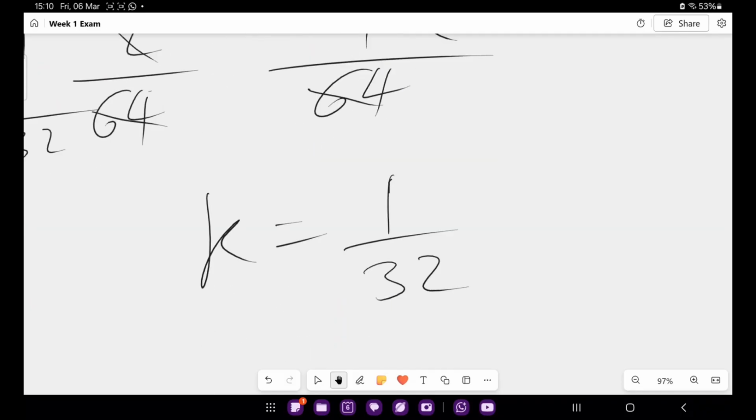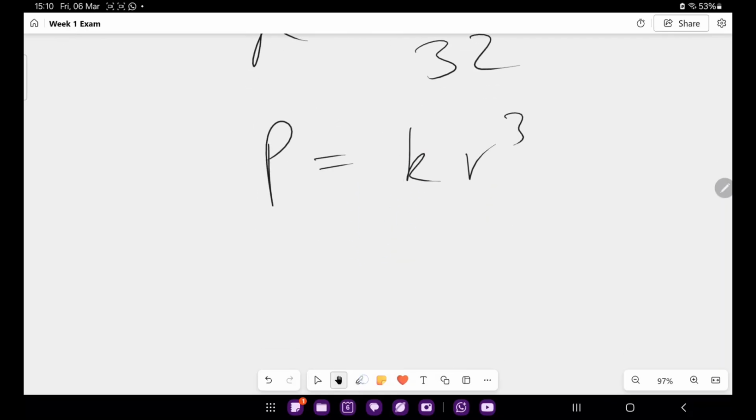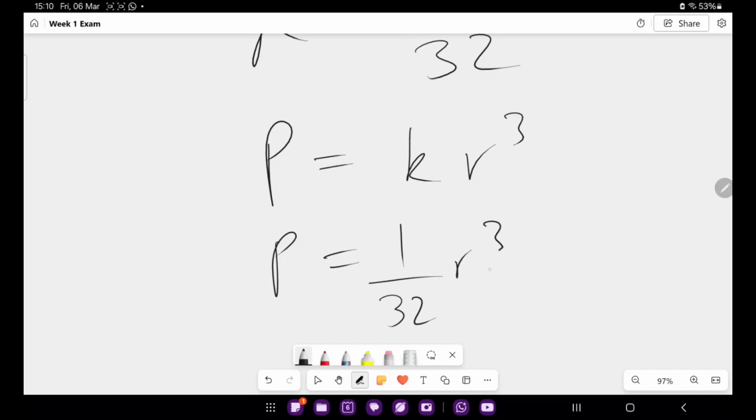Let me go at the bottom. It says p is equal to k r cubed. So it becomes p is equal to 1 over 32 r cubed. Then this will be our answer. So note, yeah, this is our answer. We have formed an equation with p and r. So we are done. Let's go to part B.